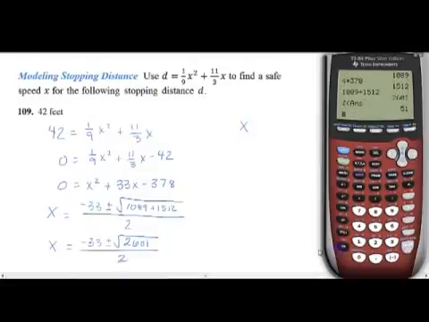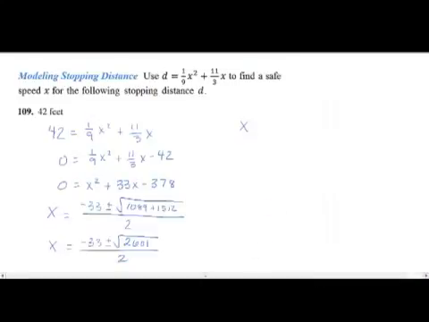The square root of 2601 is 51. Now if I take negative 33 and use the minus, subtract 51, I'm going to get a negative number divided by 2. That wouldn't be a viable speed, going a negative miles per hour. So we're only going to be using the negative 33 plus 51, and then we'll divide that by 2. So we get a 9, and that's actually an exact answer. So x is 9, and so the 9 would be 9 miles per hour.